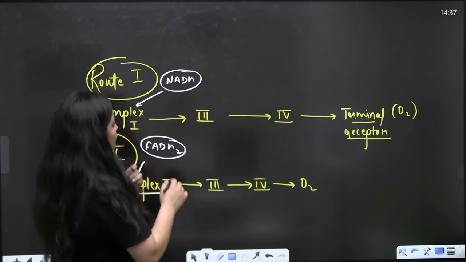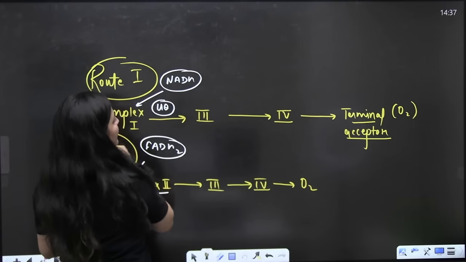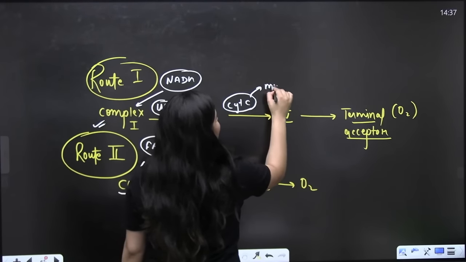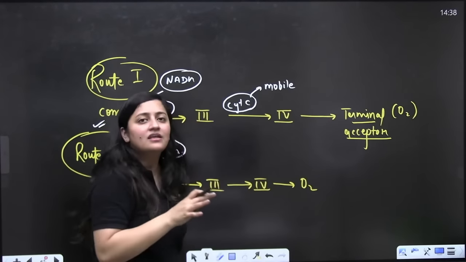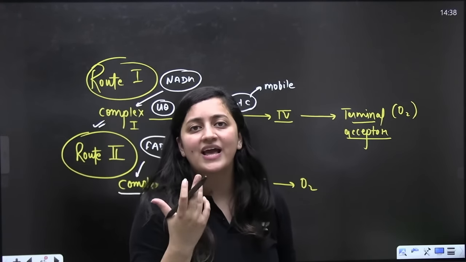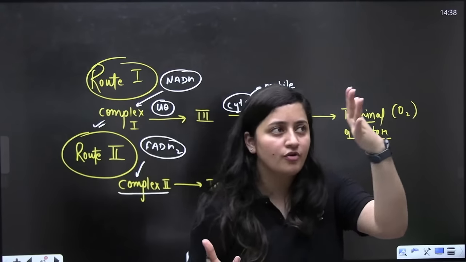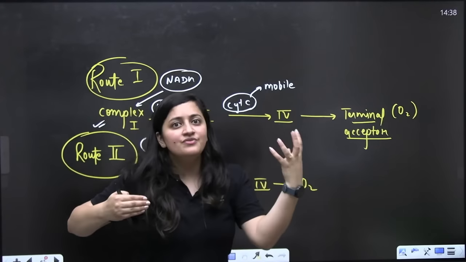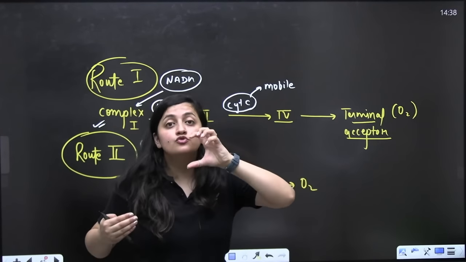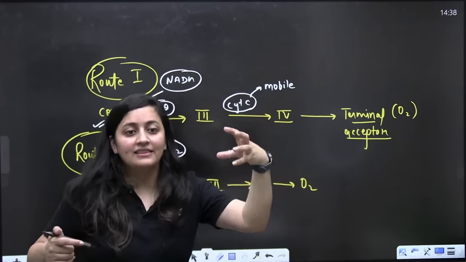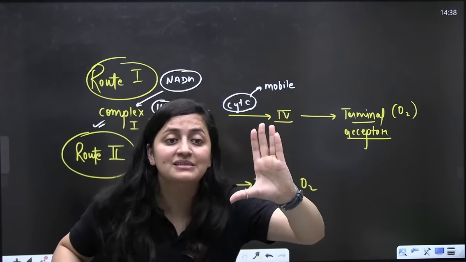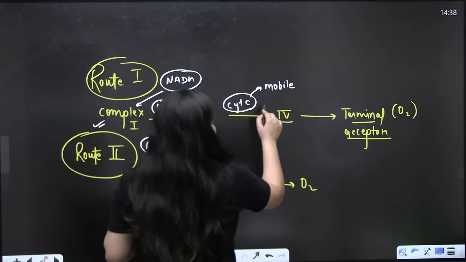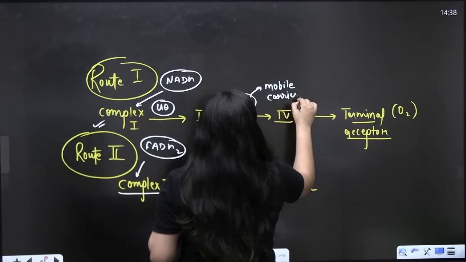From complex 1 to 3, you have one electron carrier, ubiquinone. From 3 to 4, it is cytochrome C, the mobile electron carrier. Ultimately, in these complexes you have the electron acceptors. They move the electron from one protein to another. When electrons move, energy will be released. That energy will be used to pump out the protons. And those protons will be used to form the ATP. This is basically the ETS, the electron transport chain.